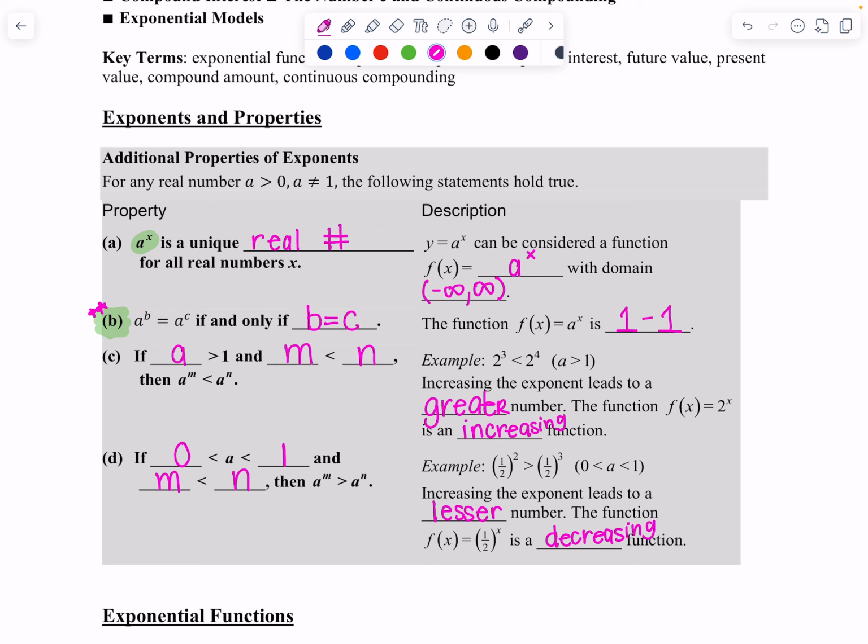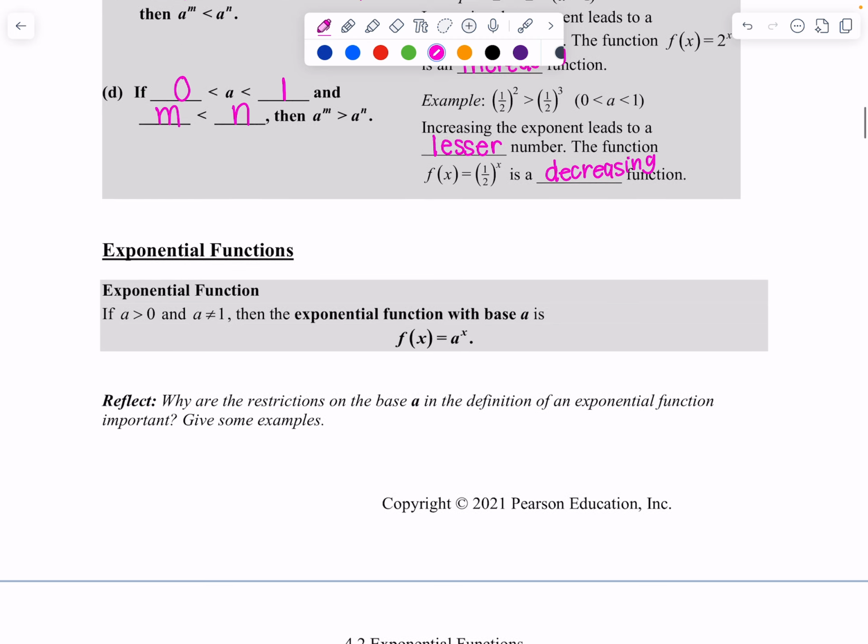So I'm just trying to give you some properties before we get into exponential functions. Like I said, property B is what we're going to use to solve our exponential equations later in the section. Now let's go on to exponential functions.